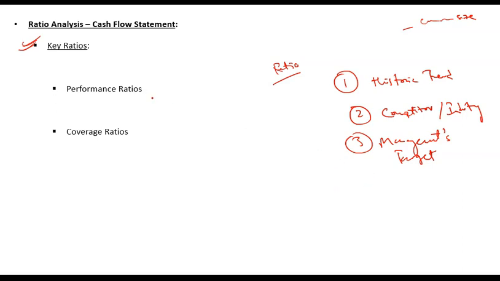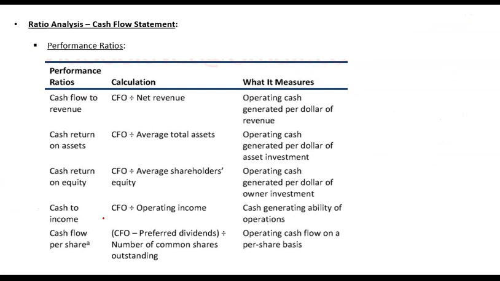So ratios with respect to the cash flow statement can be categorized into two broad categories: performance and coverage. Coverage would mostly relate to the ability of the company to meet its obligations, and performance will mostly be related to the company's ability to generate cash using its assets or using its other resources.